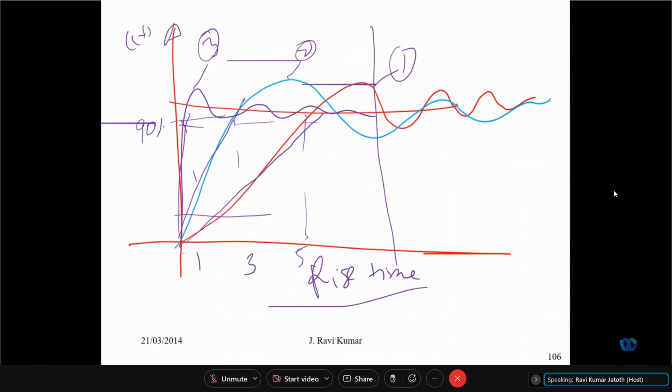characterizing the second order system. Characterization means the few parameters which you require to describe the behavior of the system. The few parameters we have discussed are rise time, delay time, peak time, overshoot, settling time, and steady state error. These are the parameters which we came across.